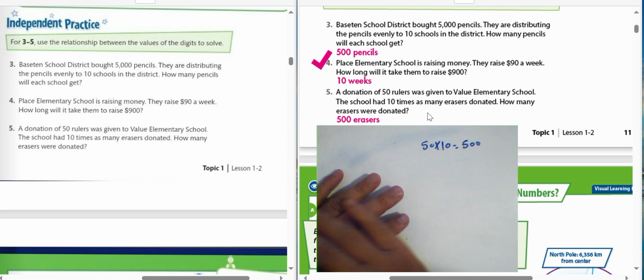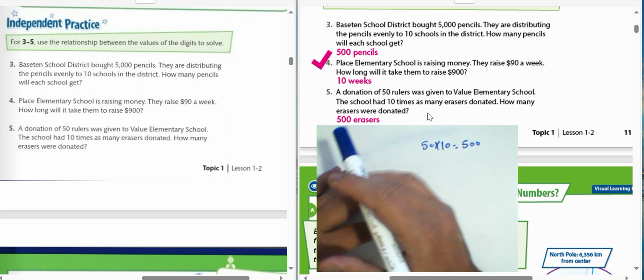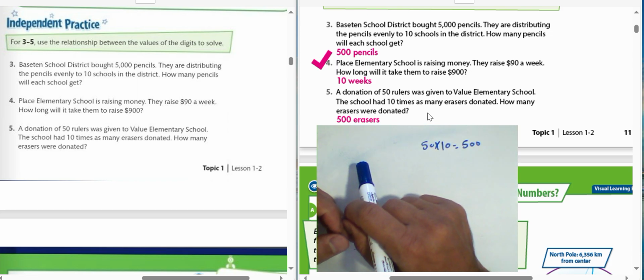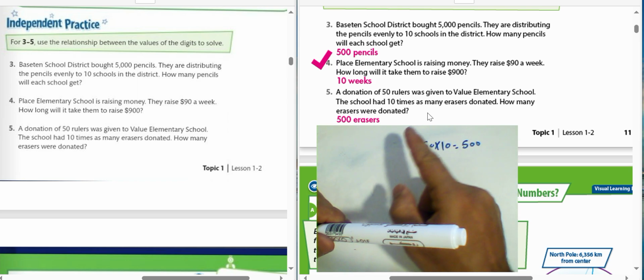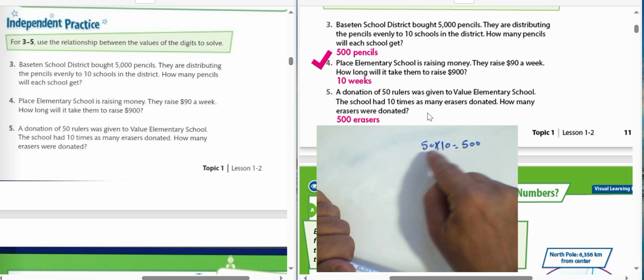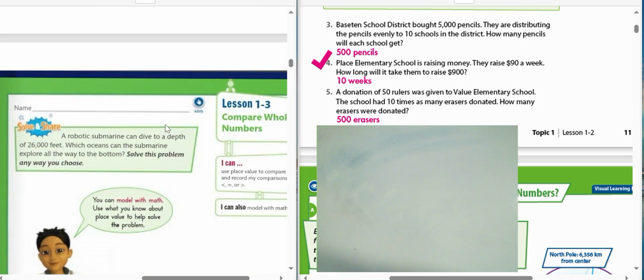Again, a donation of 50 rulers was given to Value Elementary School. The school had 10 times as many erasers donated. The number of erasers equals what? He told us in the example that the number of erasers is 10 times the number of rulers. 10 multiplied by 50 equals 500. The total erasers will be 500.